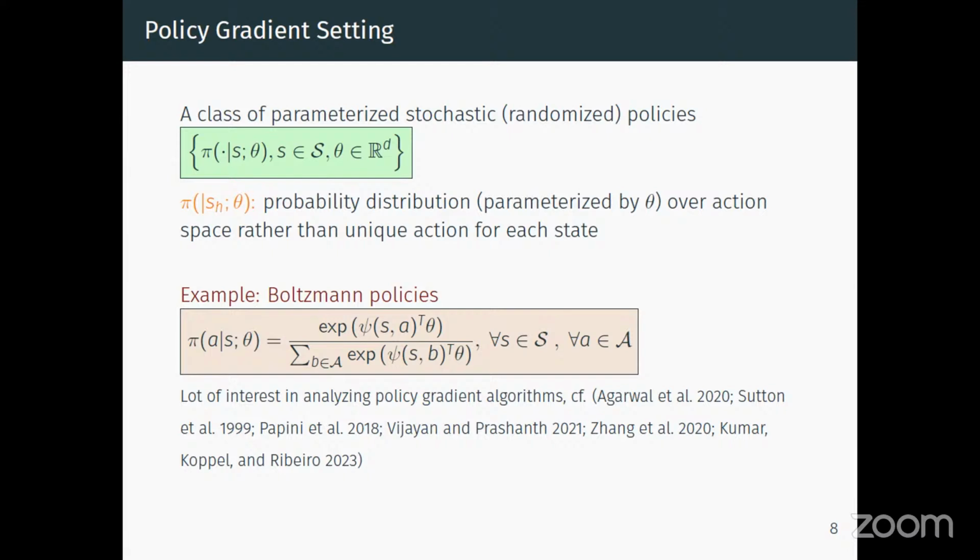And there's been a lot of interest in analyzing policy gradient algorithms of late, in the last 5 years or so. Lots of papers, and this is just a representative set. Just look for policy gradients, stationary convergence, bounds, things like that. You'll get thousands of papers. There are hundreds of papers on this.